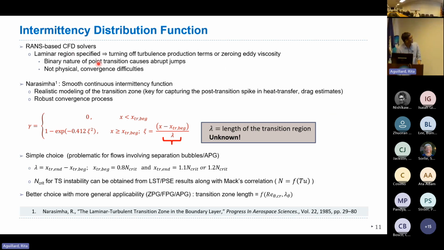If you use a 0 and 1 binary type approach, it causes a lot of numerical convergence difficulties with these RANS-based solvers. So it's nice to have a smooth function which will ramp up the turbulence prediction from 0 to 1 over a length. But that length is kind of unknown. Typically what we tend to use is the classical Narasimha intermittency function, which he designed based on some experiments, except there is a transition zone length, which is an unknown. We have the estimate for the flat plate, but if you were to apply it to this whole range of problems, we don't know that length.